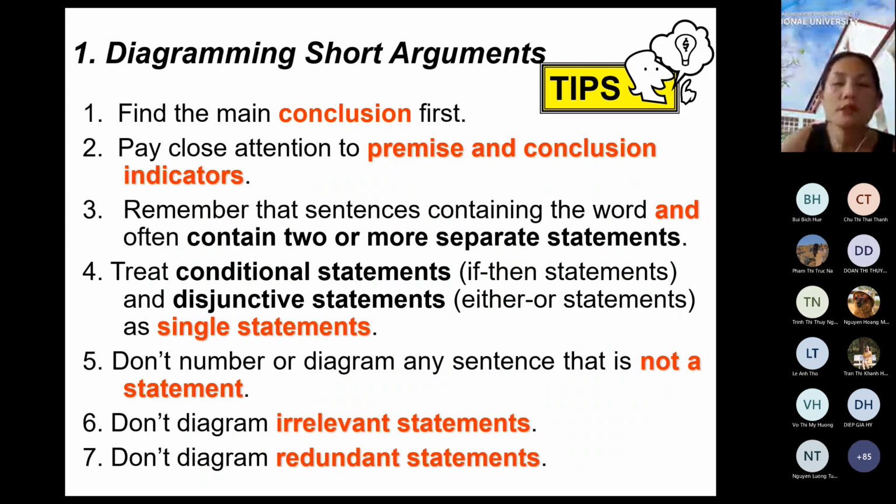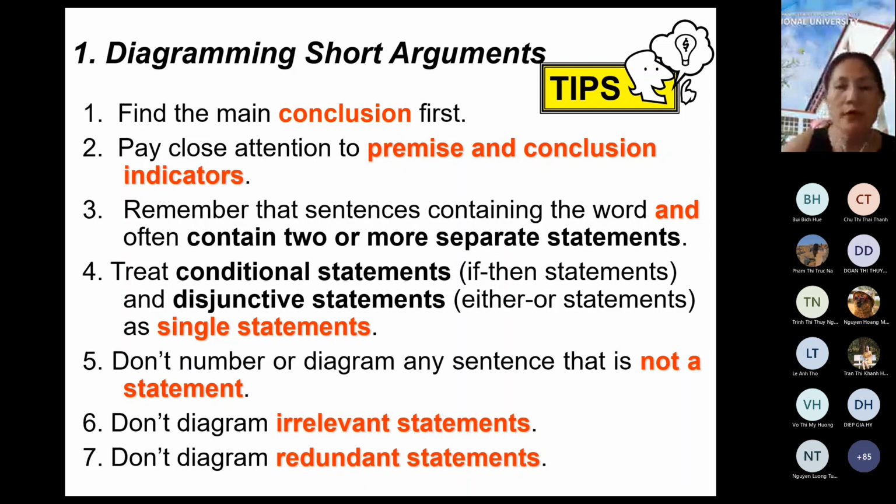And then number 6 and number 7 suggest that we not number or diagram irrelevant statements or redundant statements. If the statement plays no role as premise or conclusion in the argument, then we don't diagram it, isn't it? Or even if the statements have information that conflicts with our argument, especially the conclusion, then we also don't number it and we don't keep it in our diagram. So those are the tips to follow and the steps that you must follow.